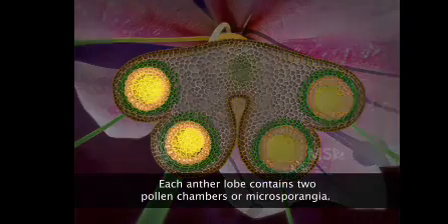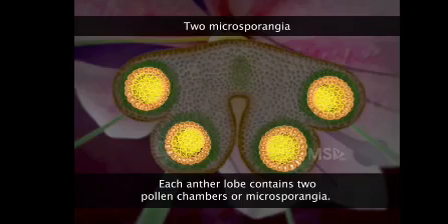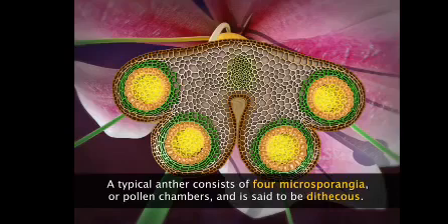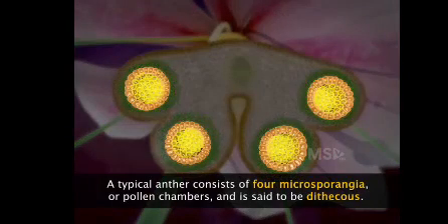Each anther lobe consists of two chambers called the microsporangia. The singular is microsporangium, also called the pollen chambers. Thus, a typical anther consists of four roughly spherical microsporangia. Such an anther is said to be dithecous.